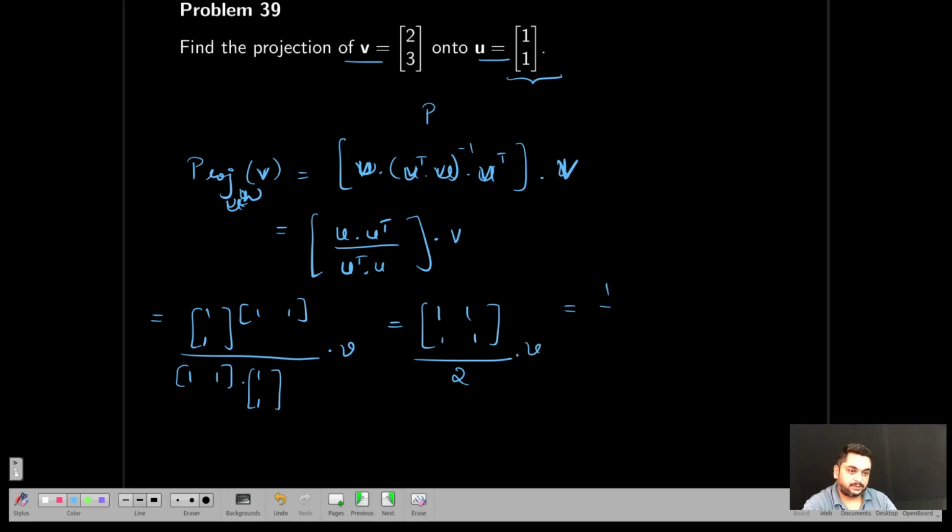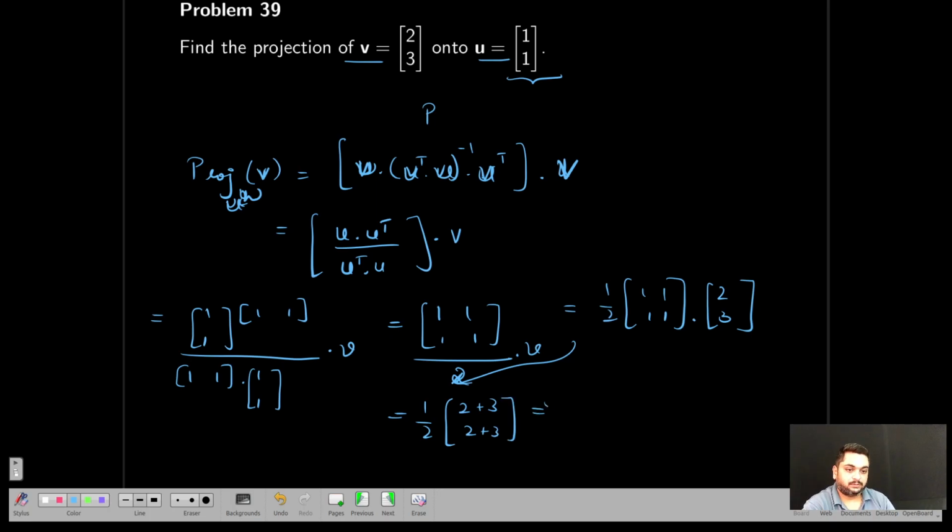So this is 1 by 2 into 1 1 1 1, into what is V? V is 2 3. So that will become 1 by 2 into 2 plus 3, also 2 plus 3. So the projection of V on U, which belongs to the subspace, equals 1 by 2 into 5 5. That is the answer.